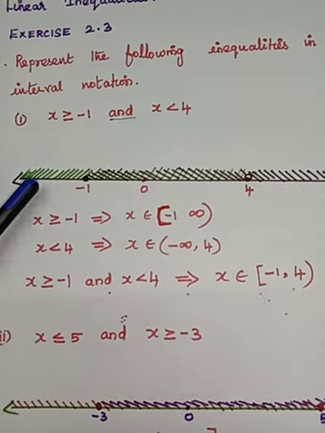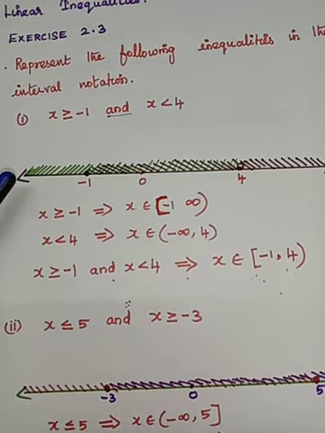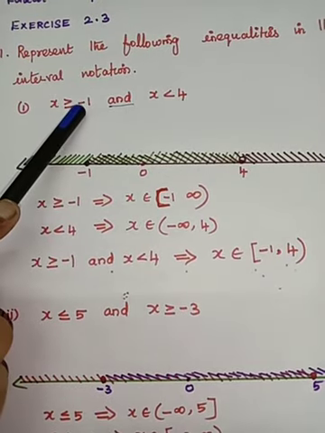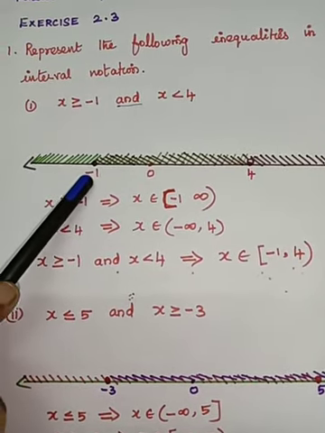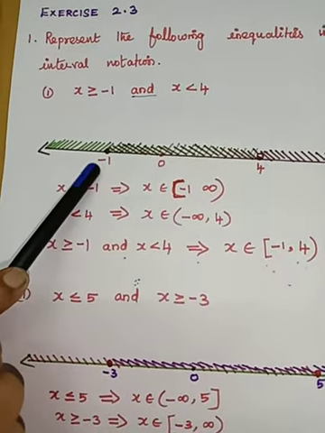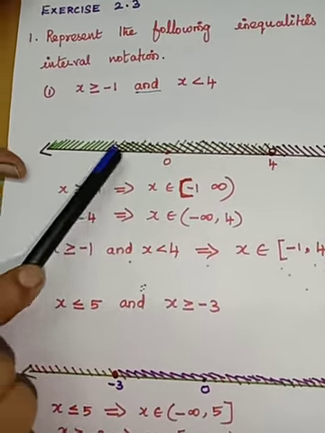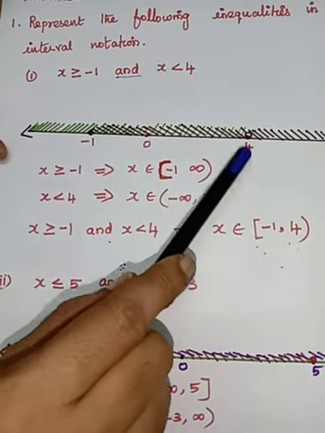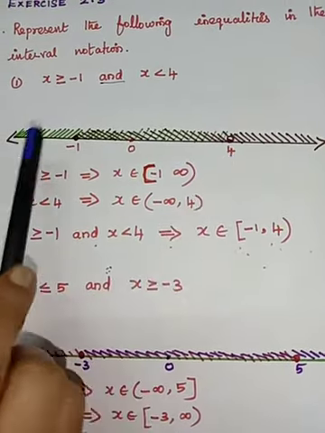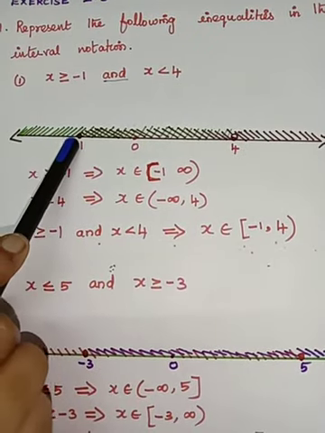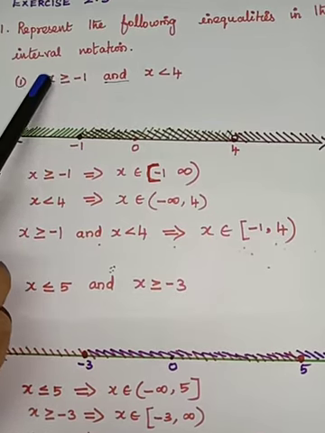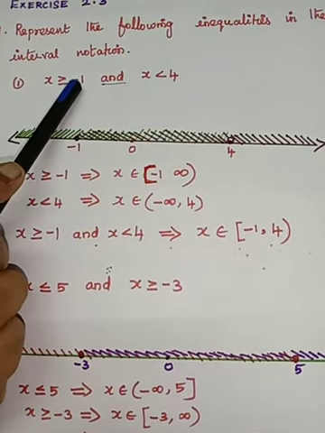First, if I mark it on the number line, it is easy for you to understand. What numbers are needed here? Minus 1 and 4. Minus 1 is negative, so it is on the left side of 0, and 4 is positive, so it is marked on the right side of 0. See now, is minus 1 included or not? Look at the inequality: x is greater than or equal to minus 1.